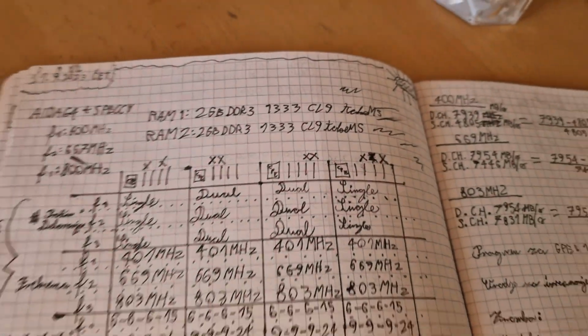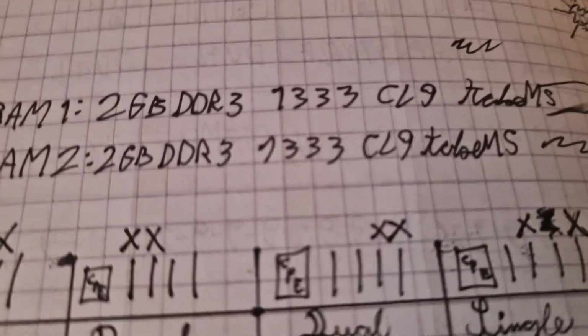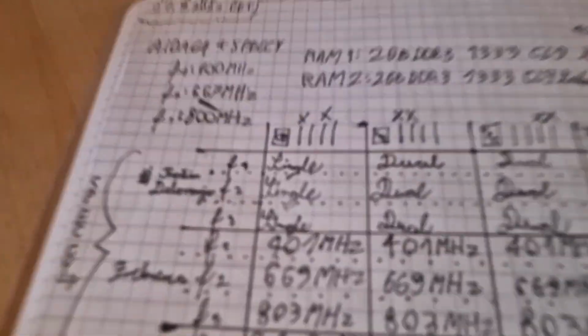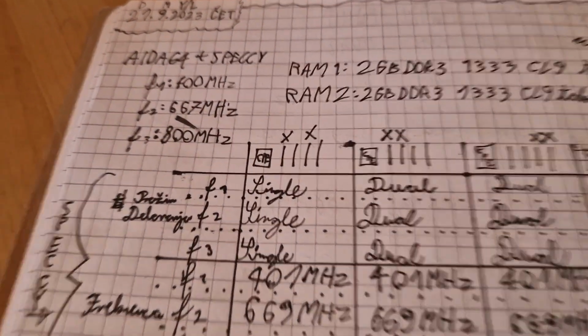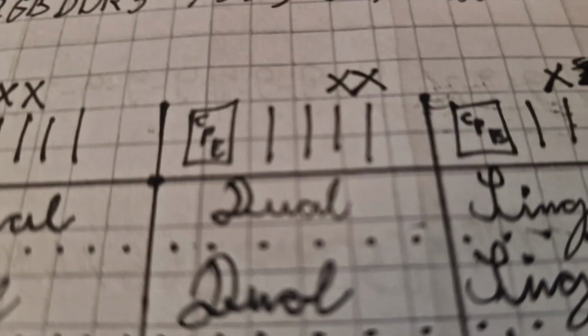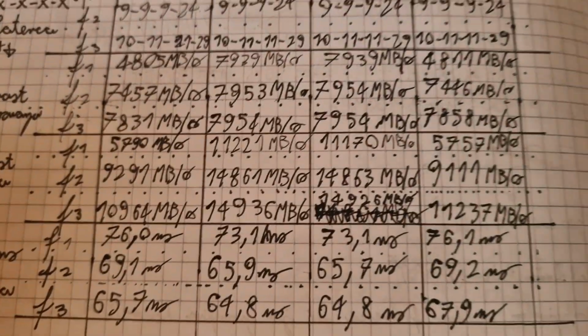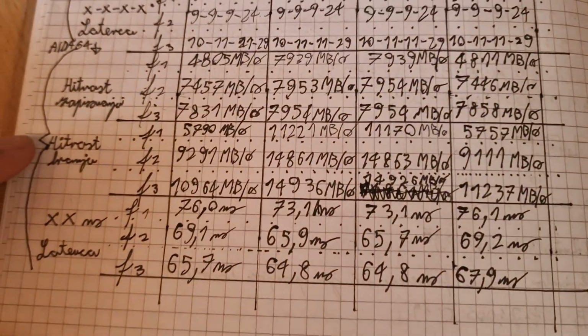Because this is one-sided, that means it's running half of 1333. It's running at 667. Well, 669, but close enough. These are the speeds. Oh, look, dual channel. No, wait, this is single channel. This is dual channel. This is dual channel, which is faster when running at normal speeds, which is 667.